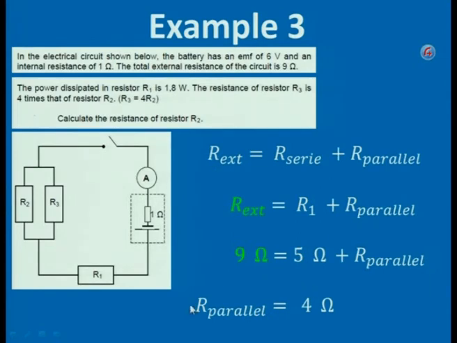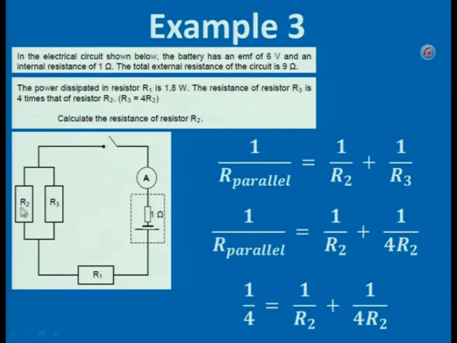Now you can get R parallel. And you need that because you want to end up with R2. So, R external is 9 ohms. They give it to you in the question. That is equal to R series, which we just calculated, R1. And we want R parallel. So let's substitute our values. R external is 9 ohms given in the question. 5 ohms we just calculated the value for R1. Now we can get R parallel, which is then 4 ohms.